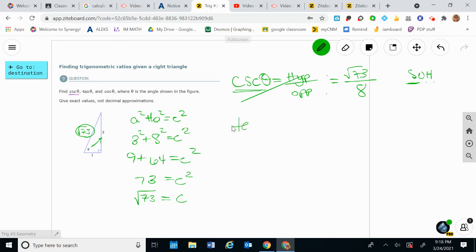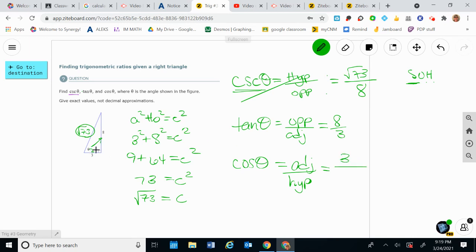It wants tangent. Tangent is equal to opposite over adjacent. So we're at theta. Opposite is 8, adjacent is 3. Then they want cosine. Cosine of theta is equal to adjacent over hypotenuse. And this is going to get a little tricky here, you guys. Adjacent is 3, right? Look.